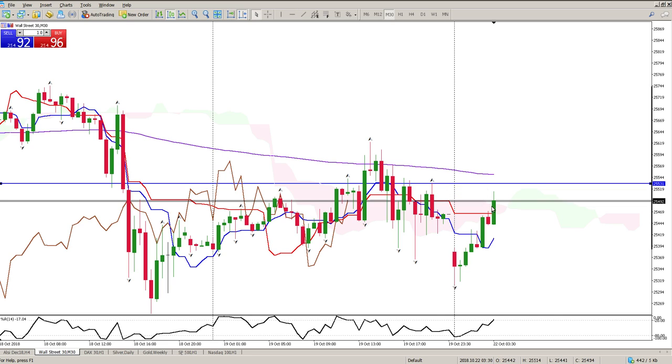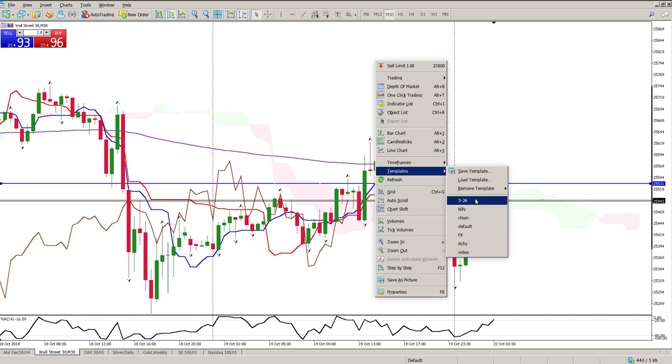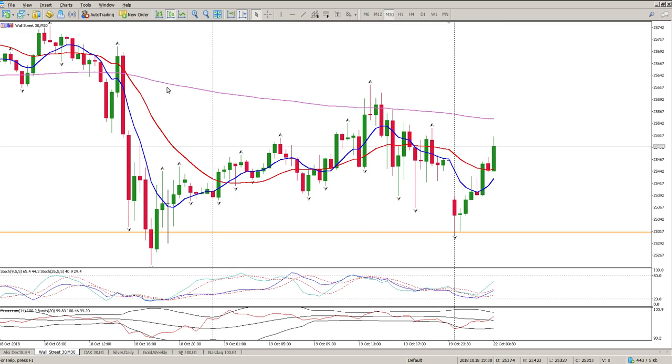Okay, we have broken through the cloud, so what I would expect us to do is rally a bit, come back, test the break, and then move up. So that's kind of what my play is for now. Okay. And just want to come back to this level here.